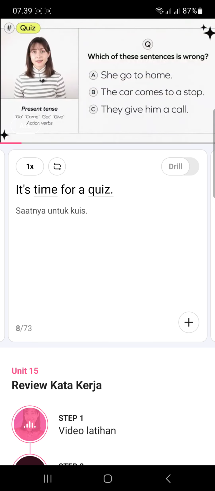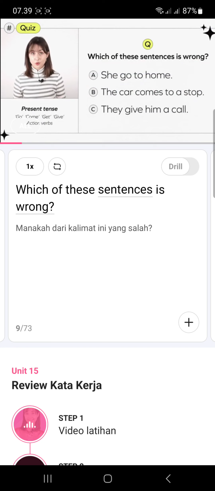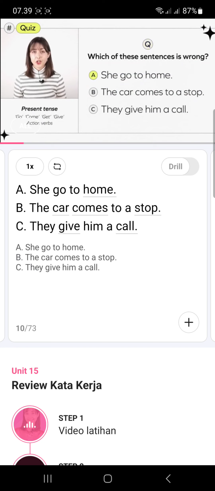It's time for a quiz. Which of these sentences is wrong? A. She go to home. B. The car comes to a stop. C. They give him a call.